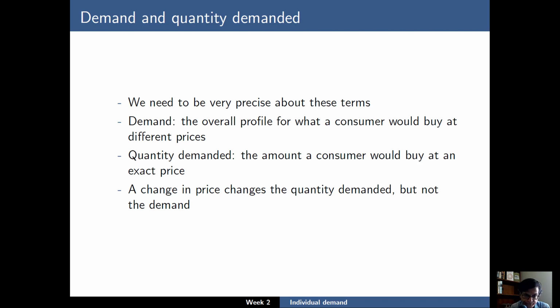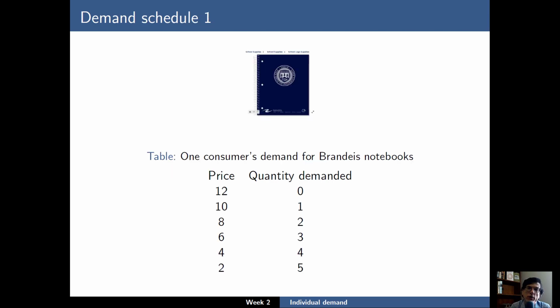of that good. So if you think about a lot of different prices of a good, we can come up with what we call a demand schedule. And this is a made-up demand for a Brandeis branded notebook. And this is one consumer's demand for Brandeis notebooks. And what you'll see here is what we call a demand schedule, that for several different prices, the quantity this student demands based on those prices.